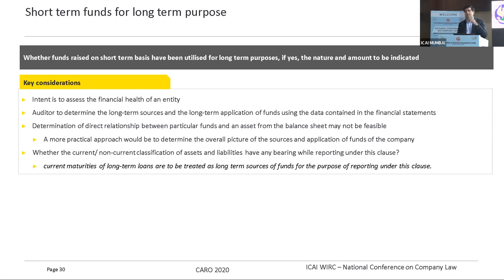Now, of course, the Schedule 3 definition also has changed, and the classification has changed. But otherwise also, this remains as a long-term loan only. It is a current maturity of a long-term borrowing. So the nature of the underlying borrowing is long-term borrowing, and hence it will come as a long-term source only.